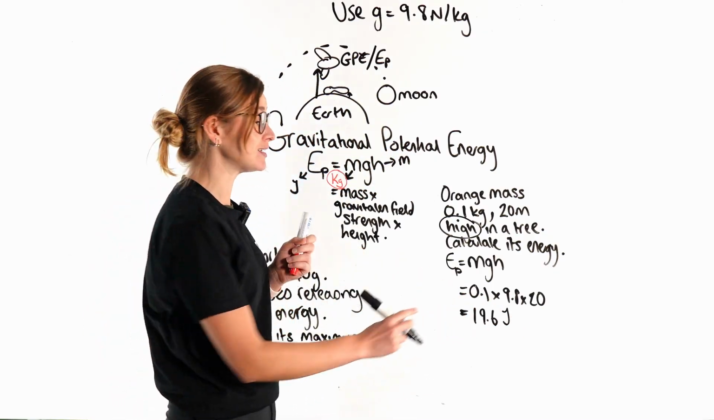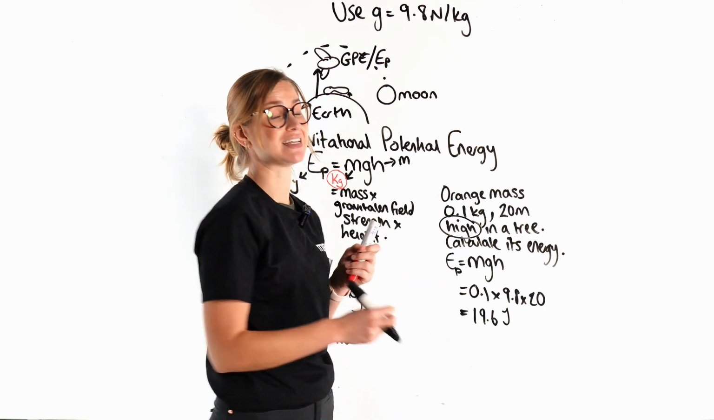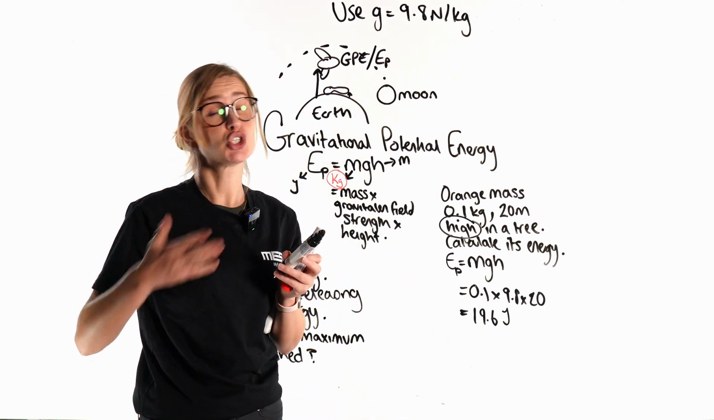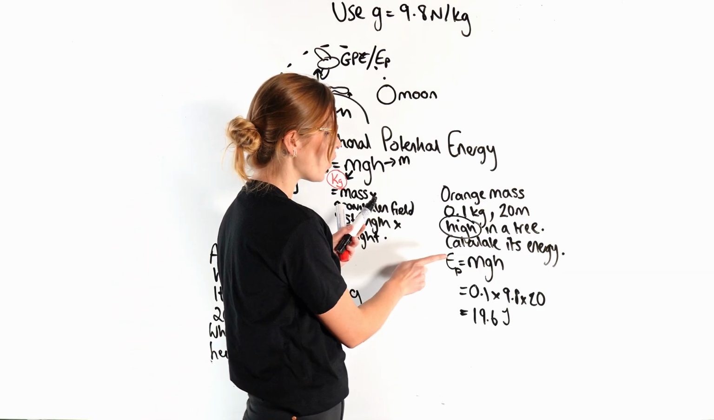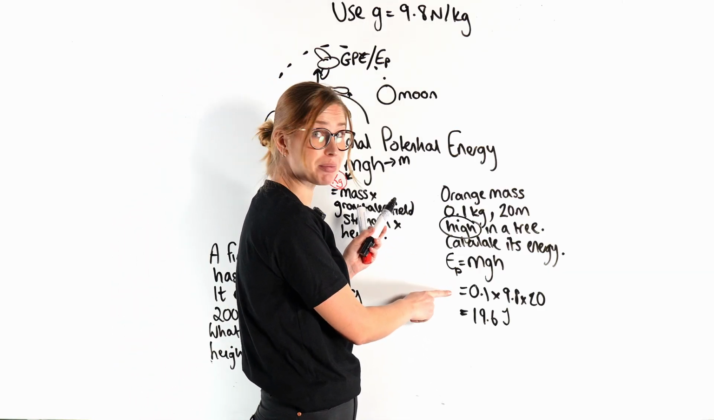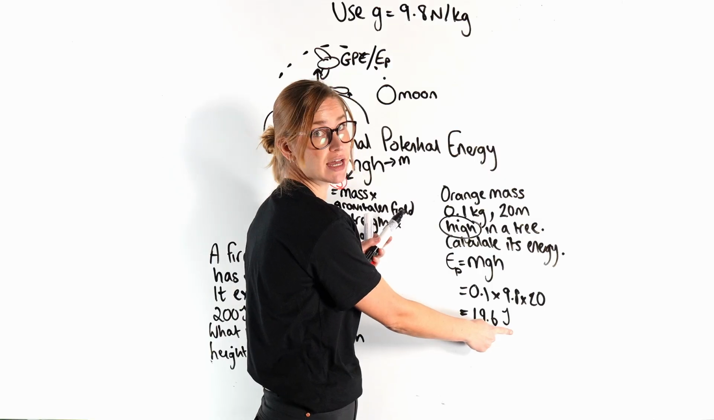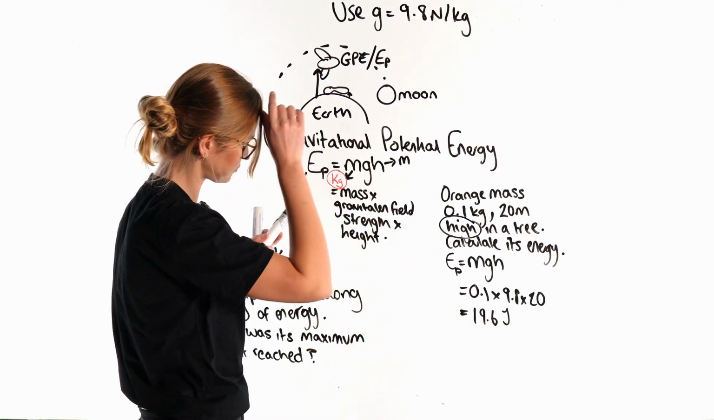In your exam, they really like it if you lay it out like this, because remember, examiners don't have much time. They're marking so many papers, so you want to make sure it's really clear to them what your answer is. So always put your equation, put your numbers in the right place, and then your answer and the unit. Okay, just make it nicely laid out.